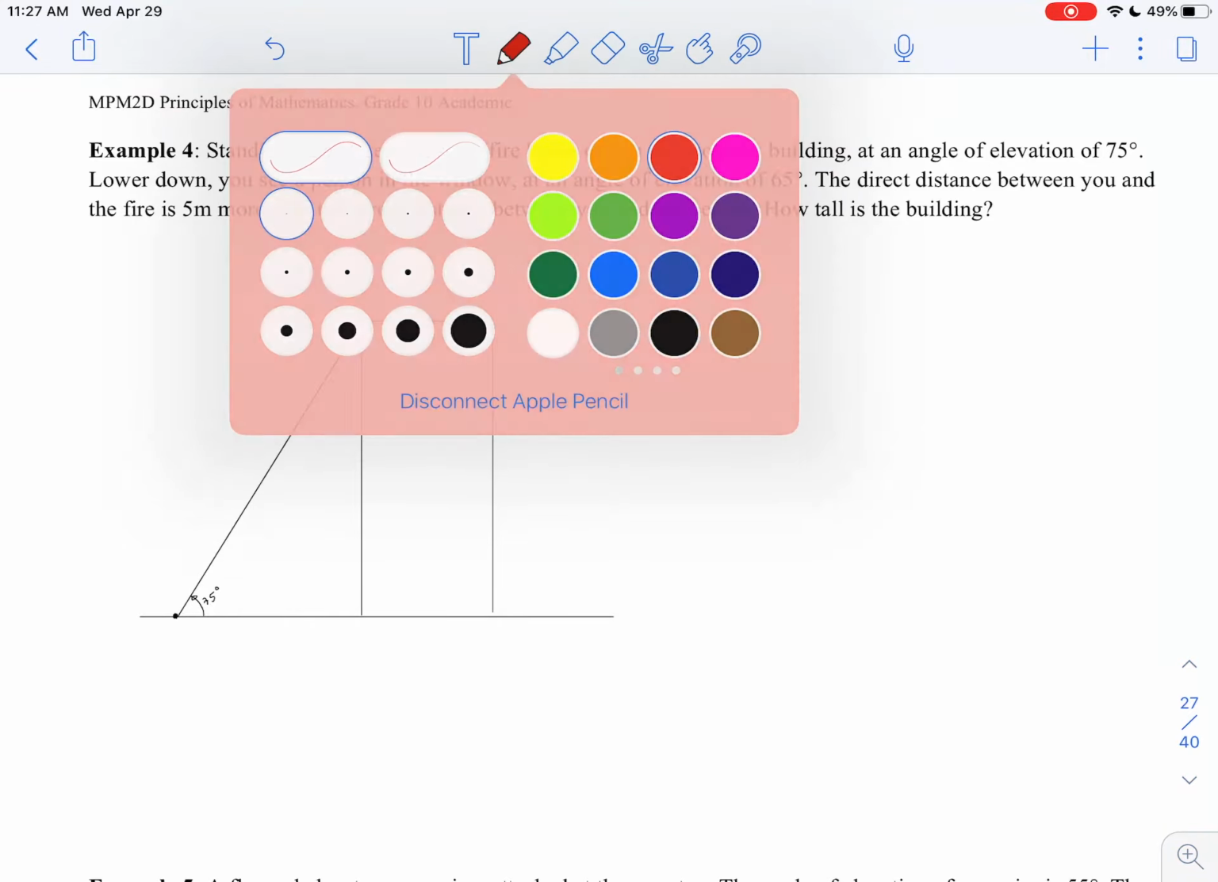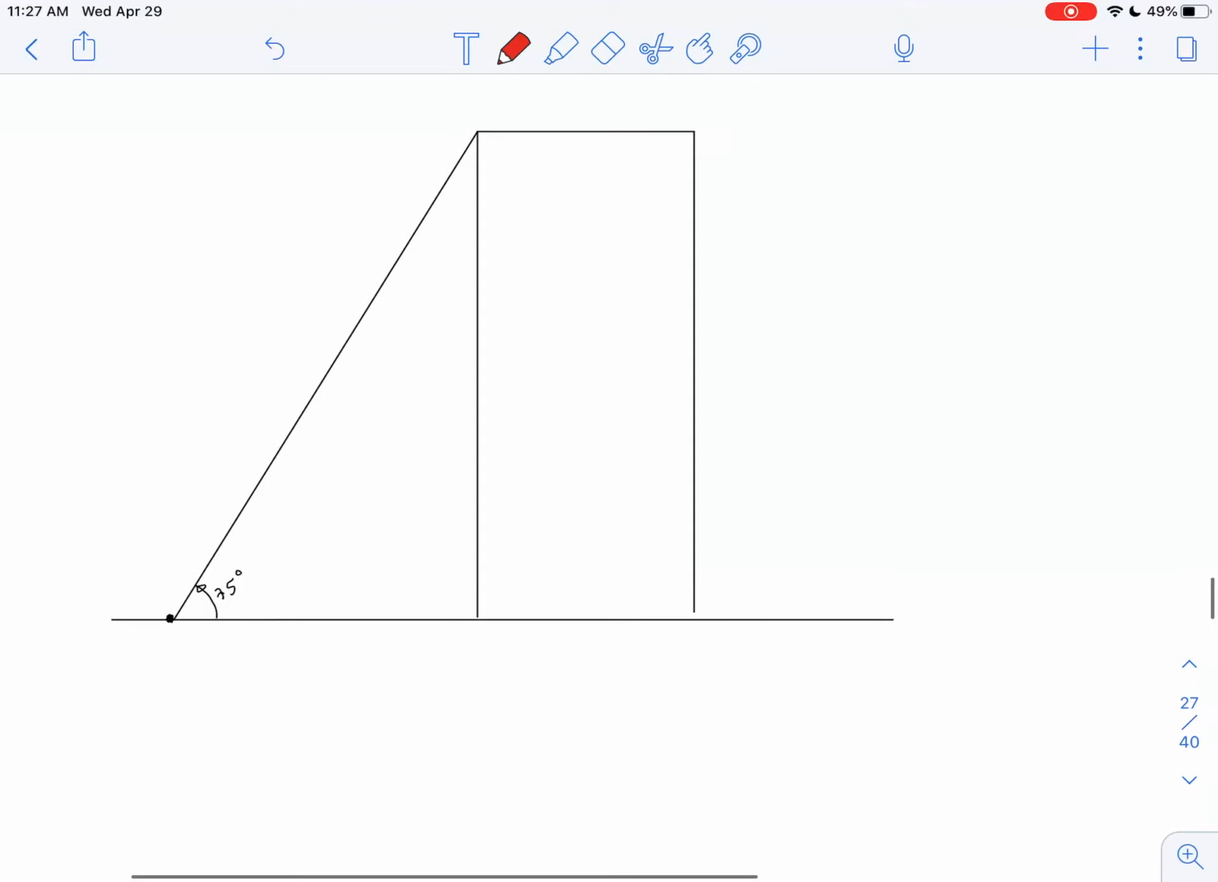So I'm going to have to splice this angle I just drew. I'm going to draw in a different color so you can tell the difference. So let's say this wonderful drawing right here is exactly the angle of elevation of 65 degrees. So red goes to red, black line goes to black line.